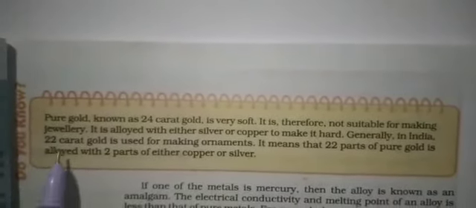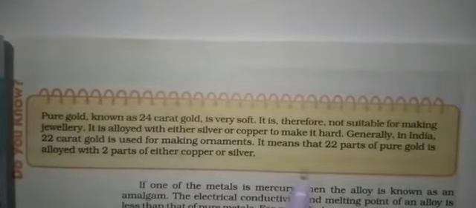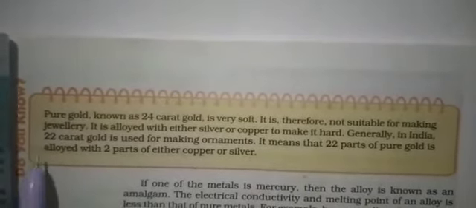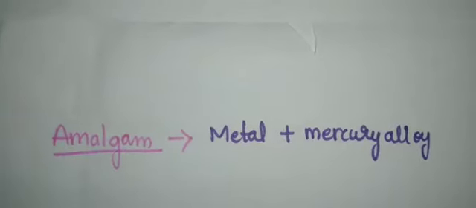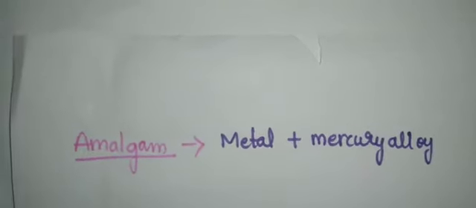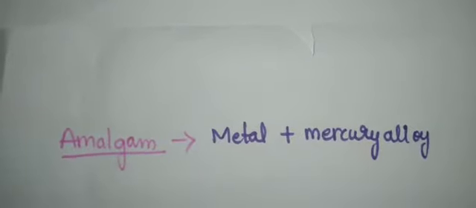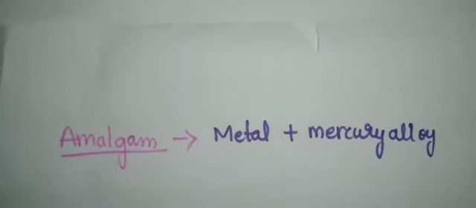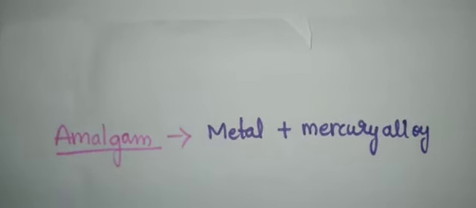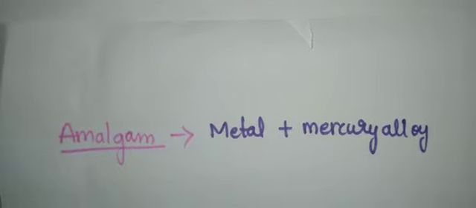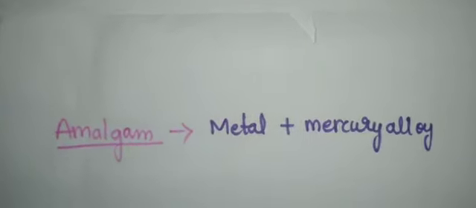So 22 karat gold means 22 parts of pure gold is alloyed with 2 parts of copper or silver. So this is about the alloy of gold. Next is amalgam. If one of the metals is mercury, then the alloy is called an amalgam. Okay, now if a metal is used with mercury, that is called an amalgam. And the electrical conductivity and melting point of an alloy is less than that of pure metals.